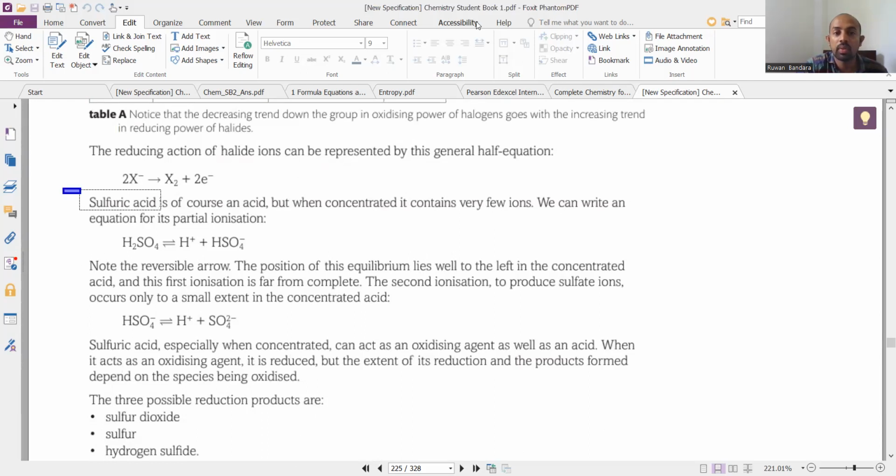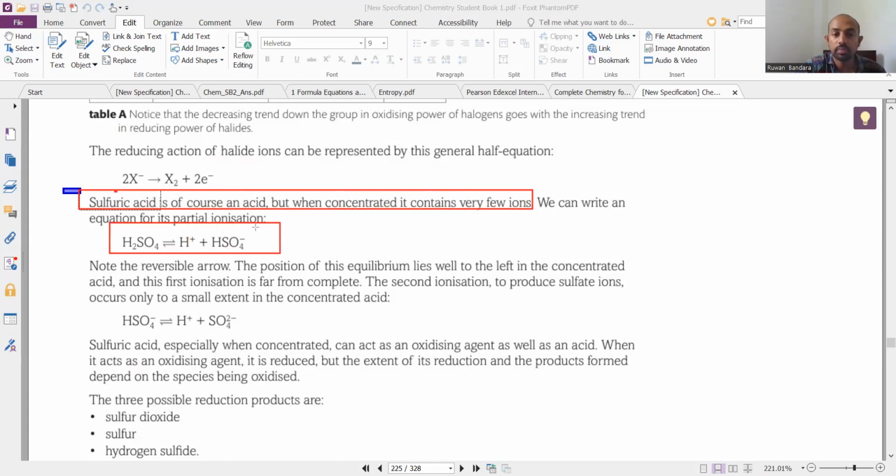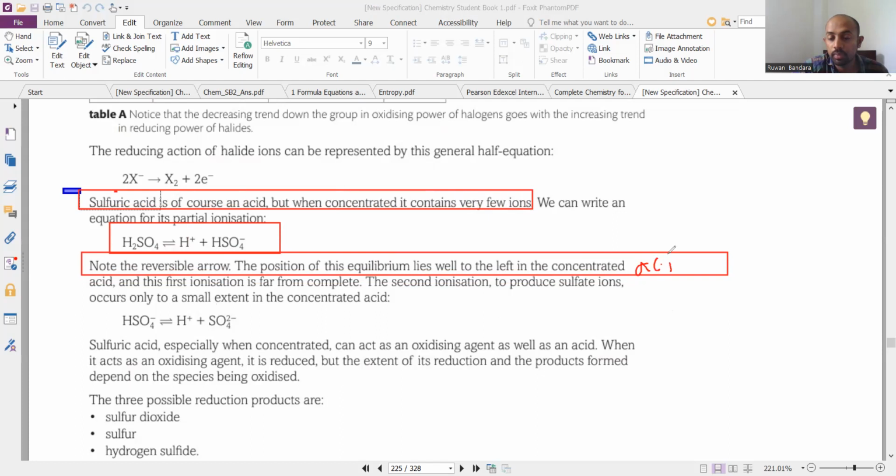Write down: sulfuric acid is an acid, but when concentrated, it contains few ions. And this one. And when concentrated, the position of equilibrium lies to the left. You know these terms, right? Position of equilibrium. Copy this one.